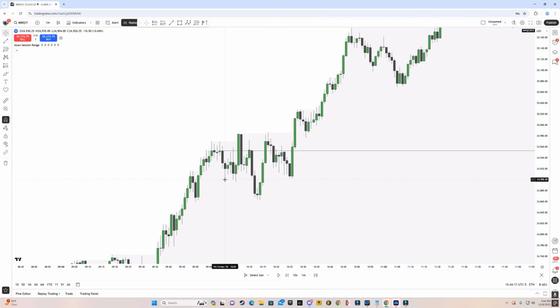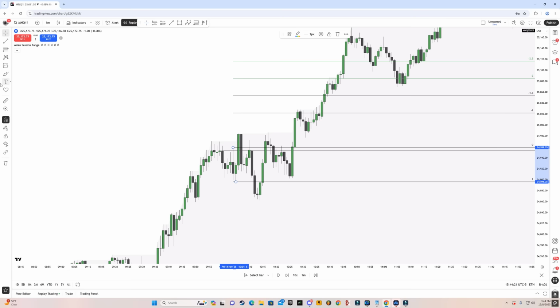We dip below it, right? And then we get a market structure shift around this area. But we never closed above the -1. So we are not in a trade yet. We are waiting for our rule to be met.